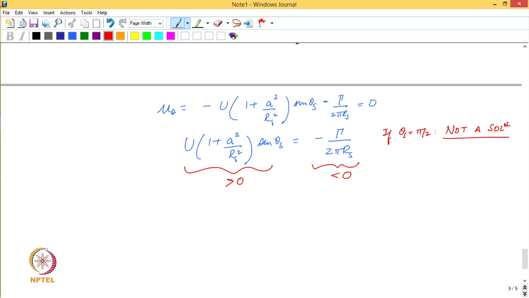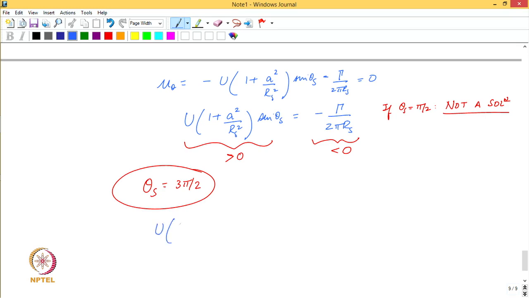So, the only possible solution is theta s to be 3 pi by 2. So, the stagnation point would again be somewhere along the negative y axis. Okay. Now, we can see if we use this and try and now look at the u theta equation.